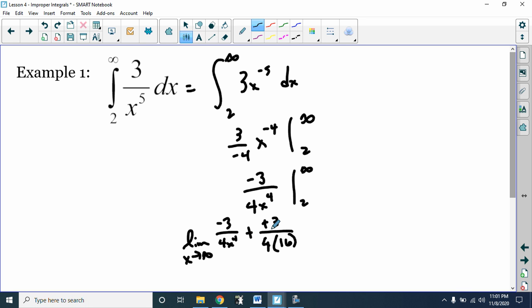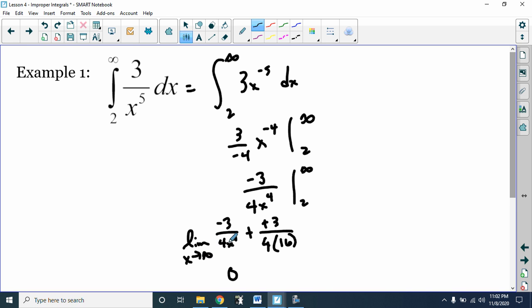Real quick reminder of the rules on evaluating the limit as x goes to infinity. If the degree is bigger on the bottom than it is on the top, which is the case here, then the limit goes to 0, which kind of makes sense. If you were to plug in infinity, the bottom would be really, really, really big. So 3 divided by an infinitely big number is 0. If the degrees are the same, if it looked like this, you divide the leading coefficients, -3 divided by 4. And if it's bigger on the top than it is on the bottom, then the limit does not exist, so the integral would diverge in that case.